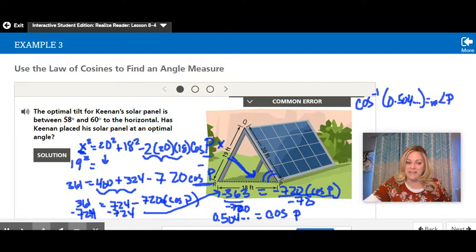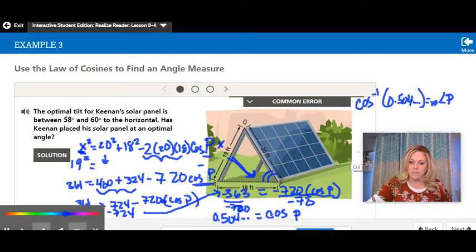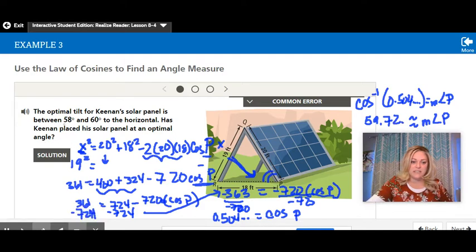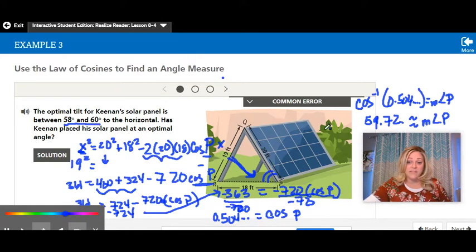And when I plug that in, I get approximately the measure of angle P is 59.72, yada, yada, yada. And the question says, is it between 58 and 60? Mine is 59 something, so this is definitely set up correctly.